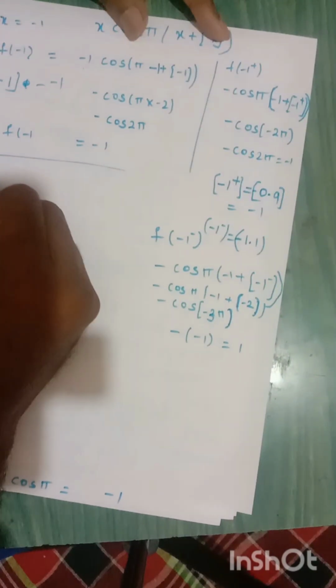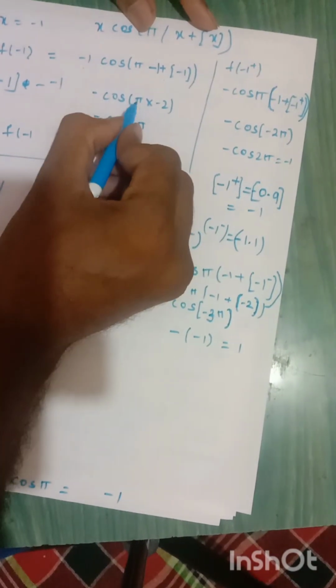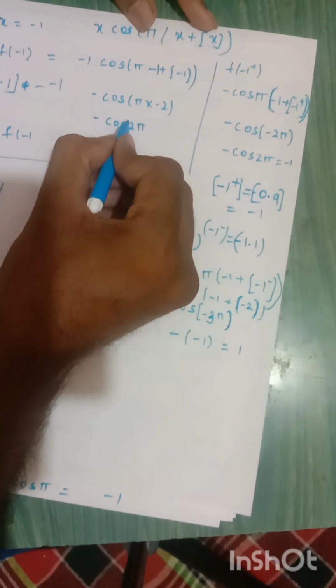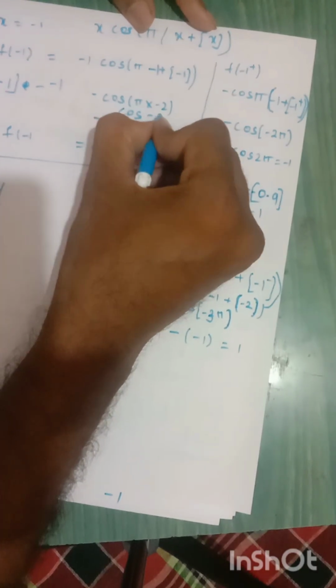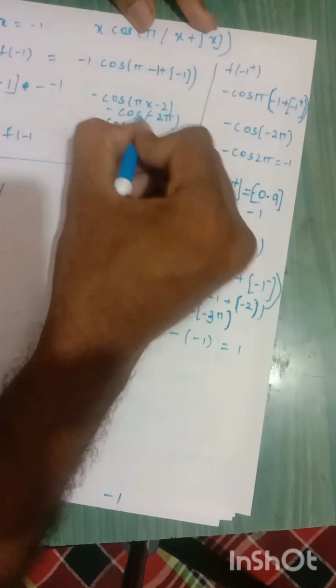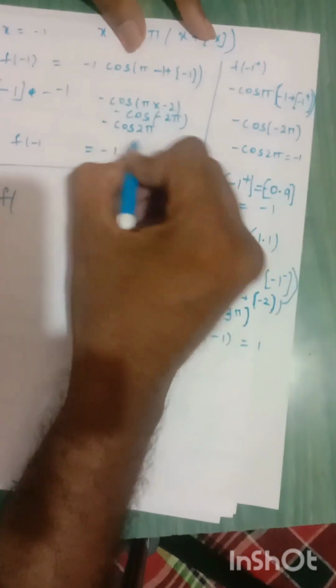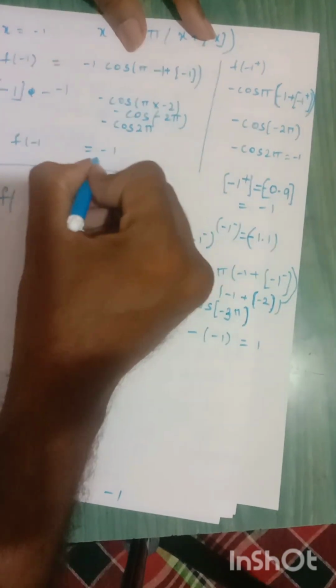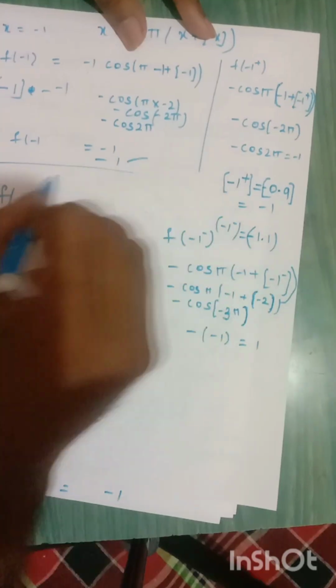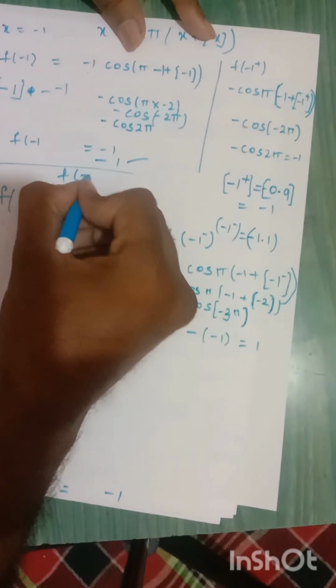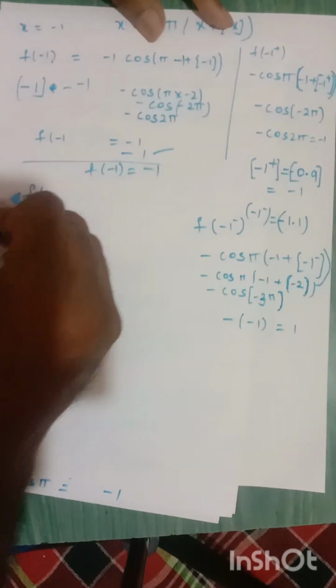Okay, here we have no problem. If you put this value, cos of minus 2 pi is the same as cos of plus 2 pi, right, because it is an even function. So for this, minus 1 will be there and this will be minus 1 itself. So first we got the value of f of minus 1 is equal to minus 1.